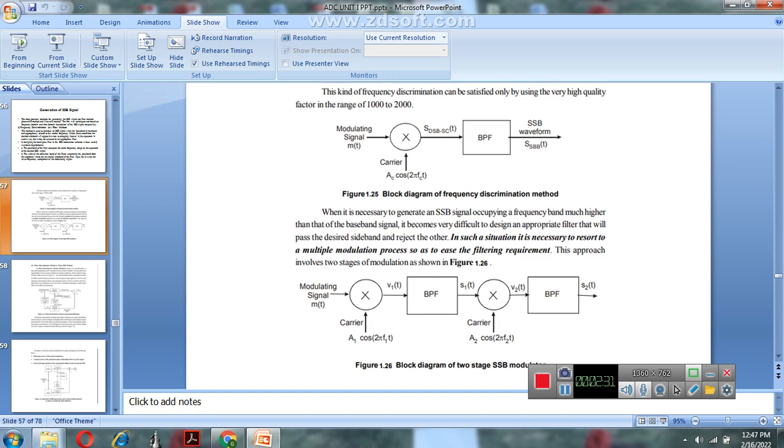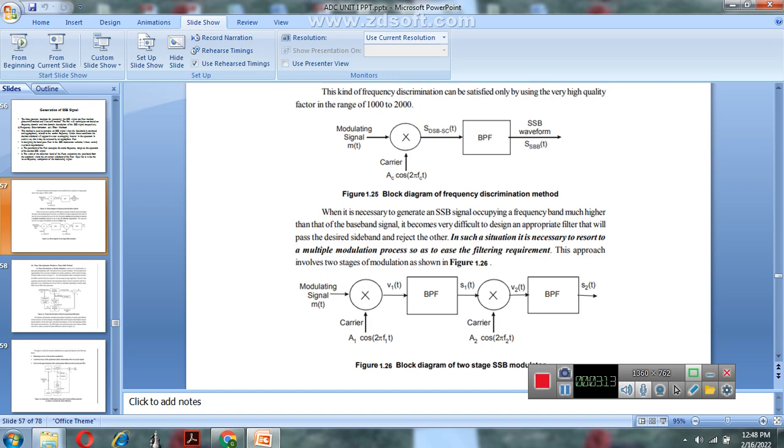So we have to move to the next method. In this situation it is necessary to use multiple modulation processes so as to ease the filtering requirement. Thus the next method can be used to generate the SSB: the block diagram of two-stage SSB modulation. It consists of two multipliers and two band pass filters. The first multiplier has two input signals, the modulating signal m(t) and the carrier signal A1 cos 2 pi f1 t. These are multiplied and produce the output v1(t).